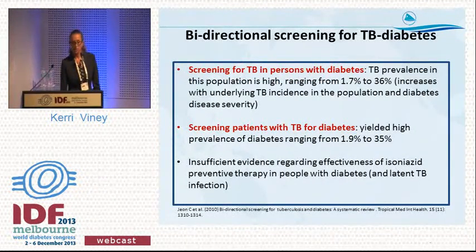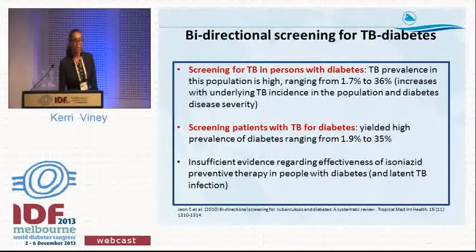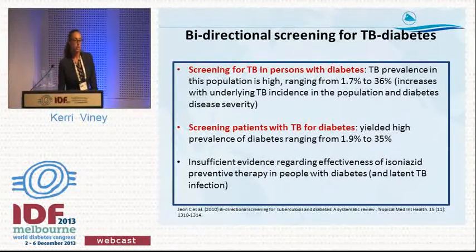Conversely, if we screen patients with TB for diabetes, we'll also yield a high prevalence of diabetes in the same order of magnitude, from about 2% to 35%. This systematic review also noted that there is insufficient evidence regarding the prevention of TB in people with diabetes, which of course is something that we would like to think about.